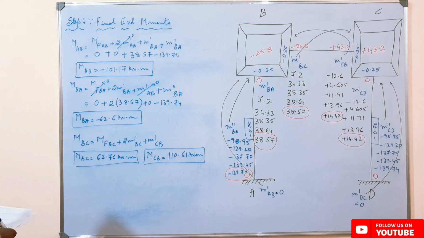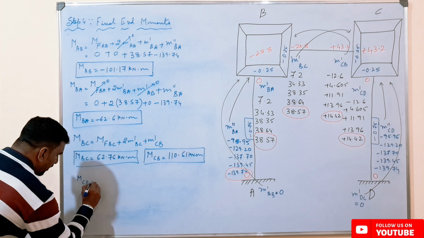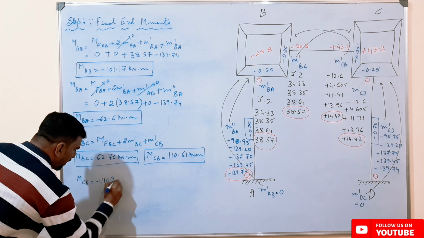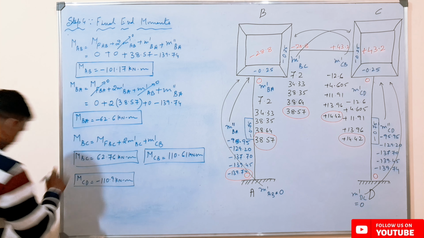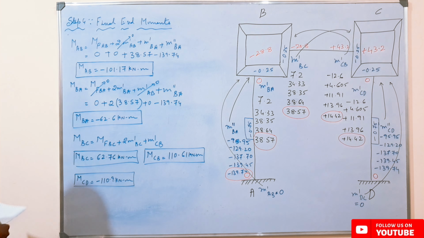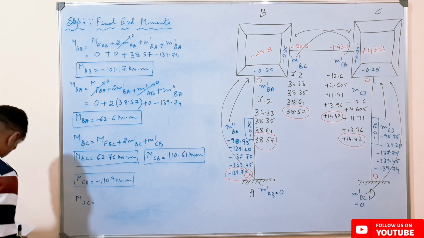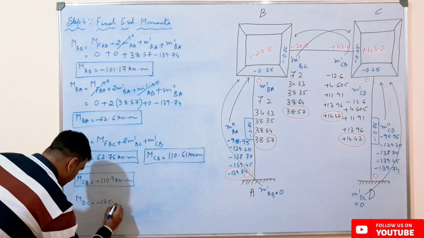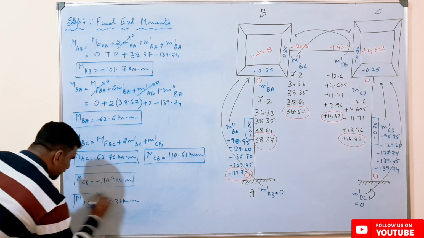And the final end moment from C to D, we get a value of minus 110.9 kilonewton meters. And the final end moment from D to C, we have got a value of minus 125.32 kilonewton meters.